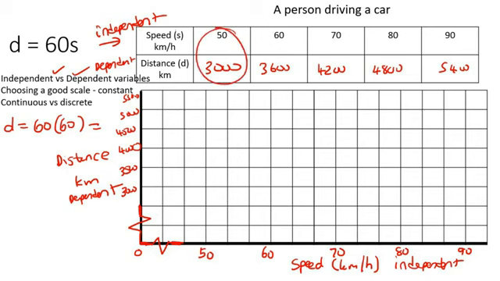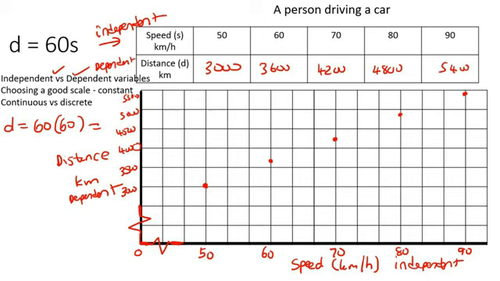So the first one is 50 and 3,000. So 50 and 3,000 is there. And then 60 and 3,600 would be over there. It's just a little bit more than that. And then 70 and 4,200, which would be there. And then 80 and 4,800, which would be over there. And then 90 and 5,400, which would be over there.